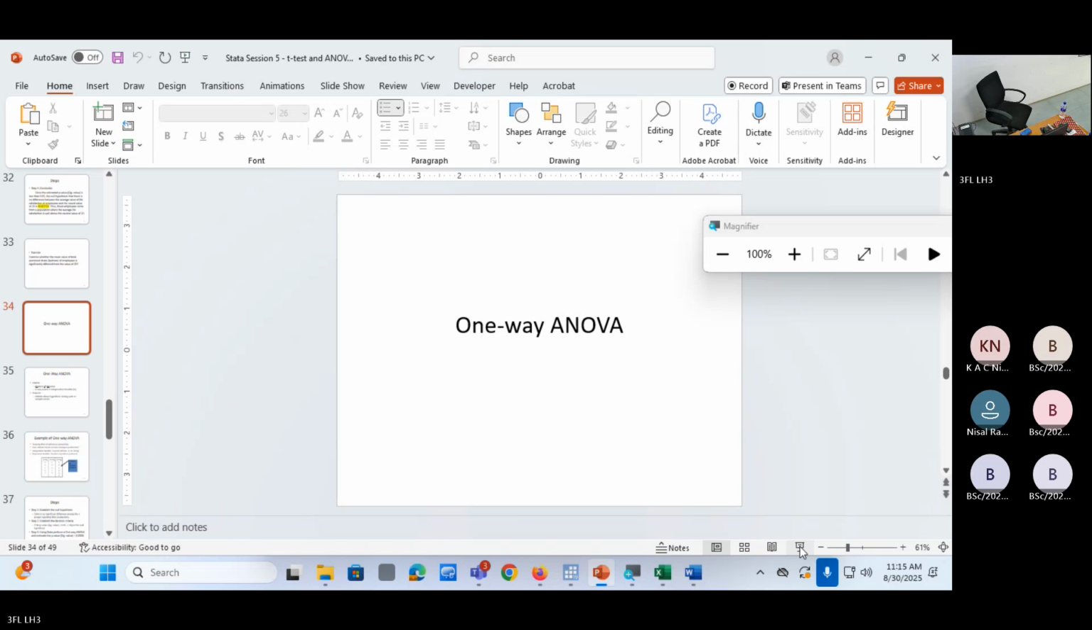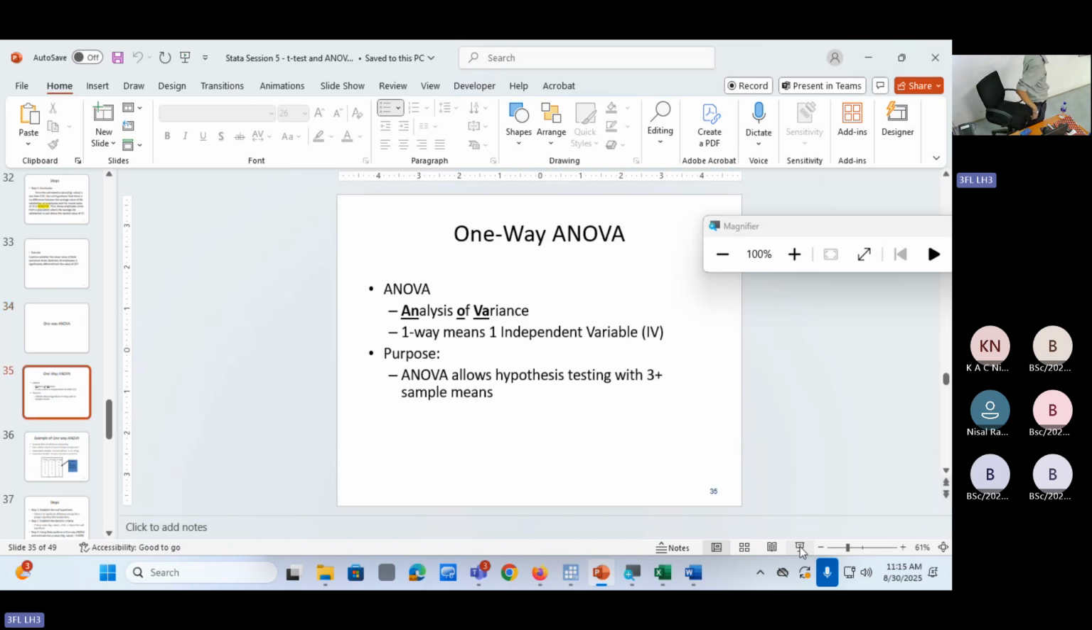Now, if you want to compare more than two groups, what we do is one-way ANOVA. By the way, what does ANOVA stand for? It's an abbreviation. It stands for analysis of variance. Okay, one-way ANOVA means you are taking one characteristic and comparing more than two groups.